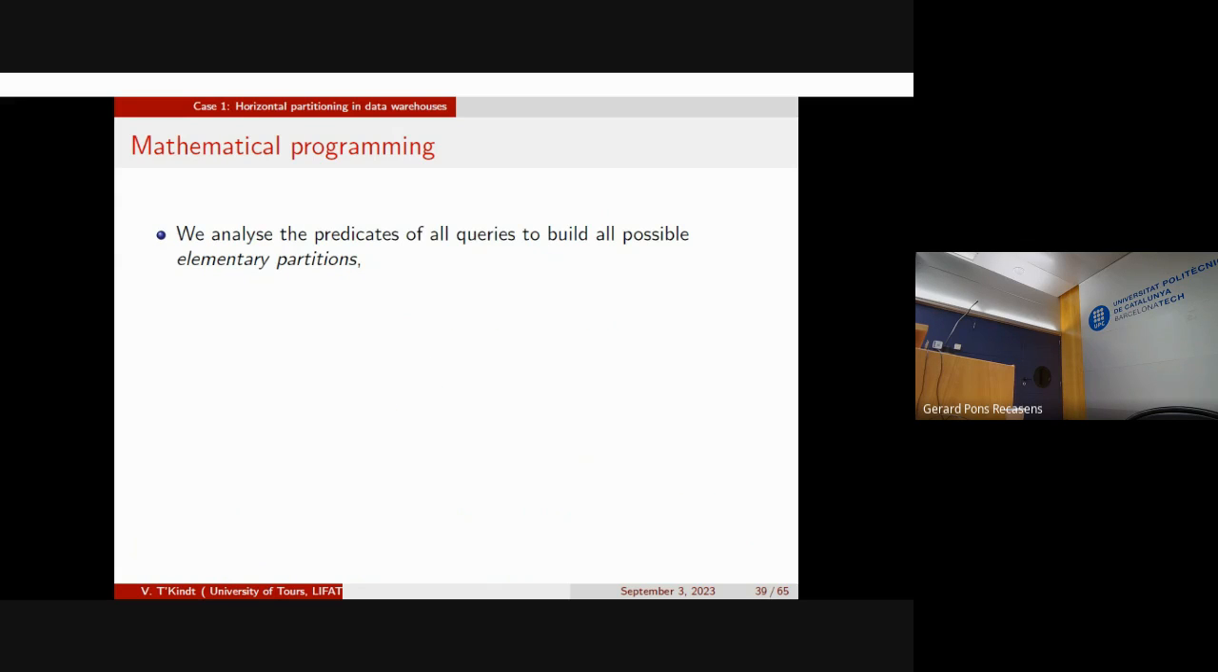So what we did first, before building the mathematical program, is that we analyzed all the predicates of the queries to build all the possible elementary partitions. I'll explain that. For a given attribute AK, we define QK, the set of all predicates PGIGK for any query such that the attribute K is involved in the predicate. So you look at all the predicates and you say, oh, here A1 appears, A1 appears, A1 appears, and we put that in Q1. Then the same for the second attribute, and so on and so forth.